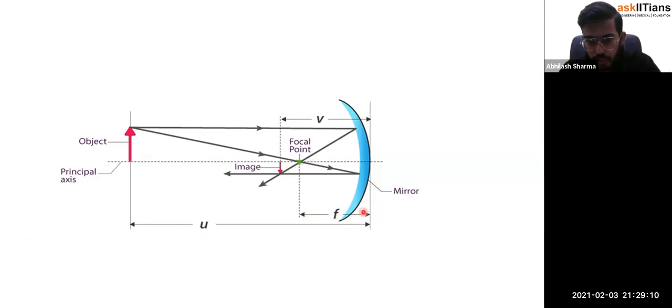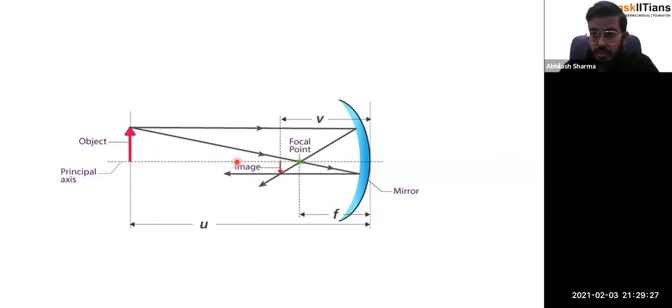So here you saw the focal length from pole to the focus. Then you can see the center. Unfortunately in this diagram it's not represented, but you can imagine the center would lie somewhere here. The distance from pole to center would be the radius of curvature.